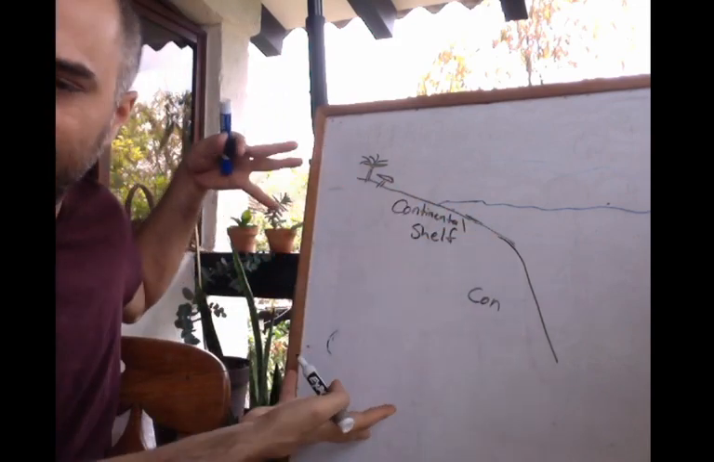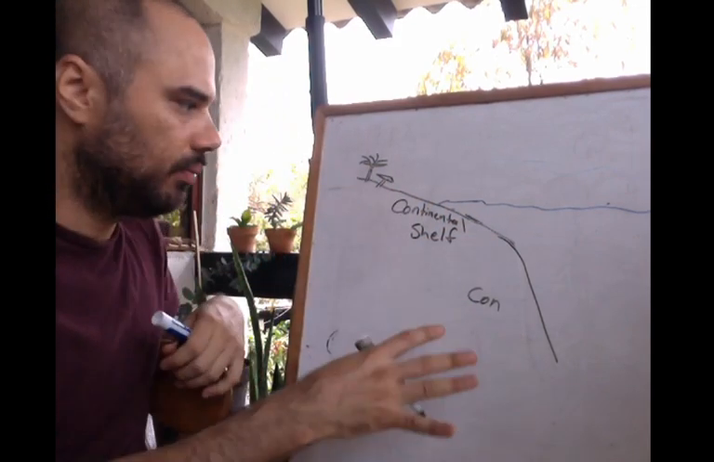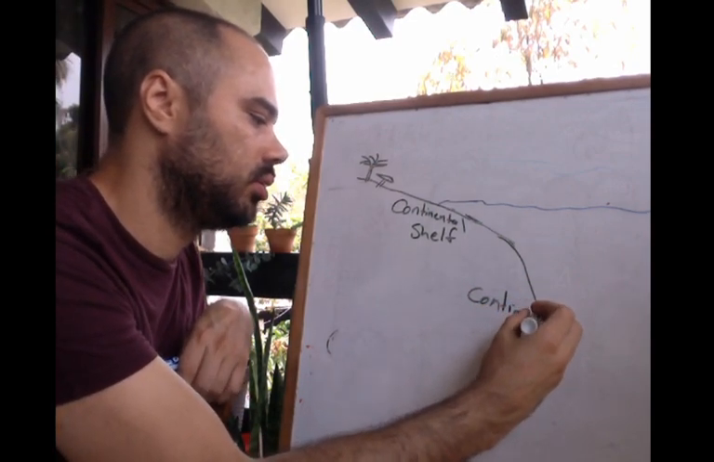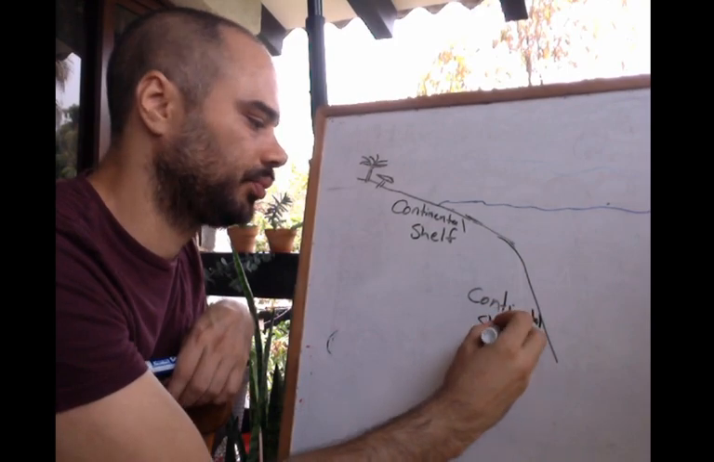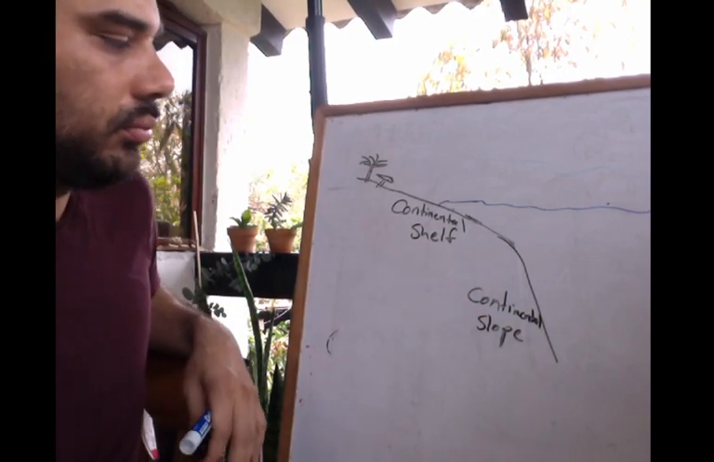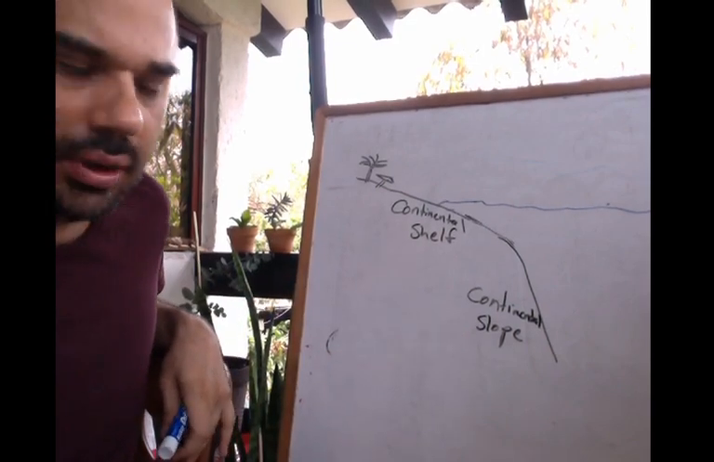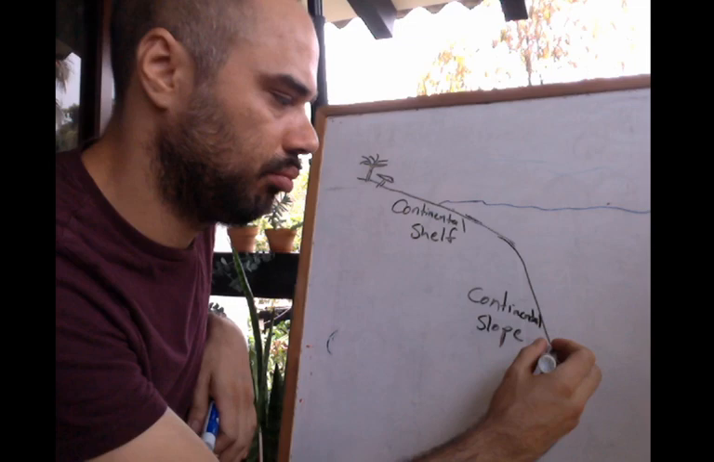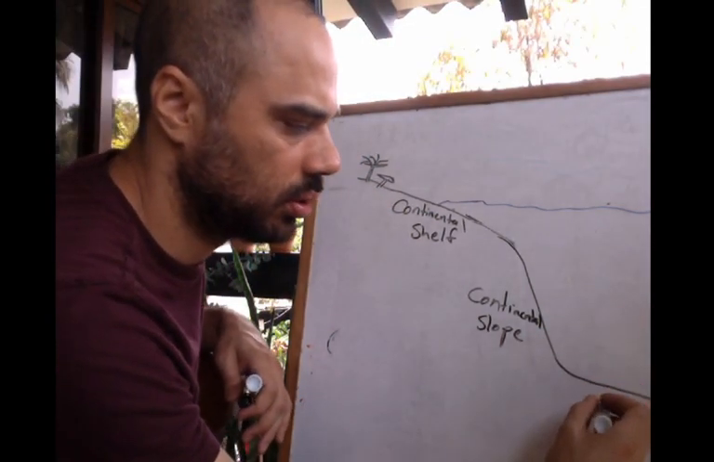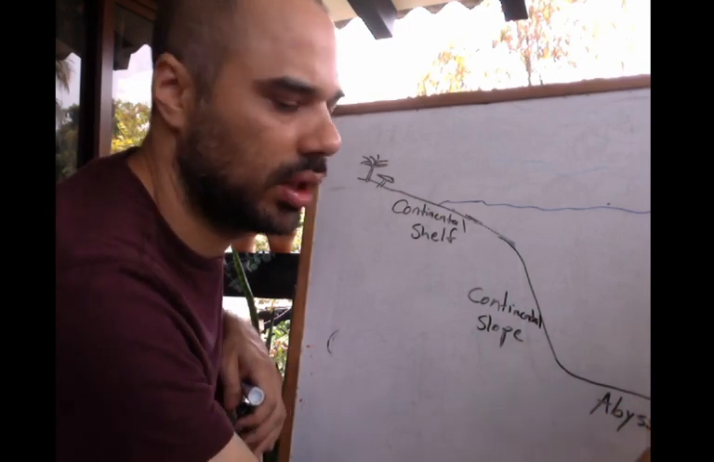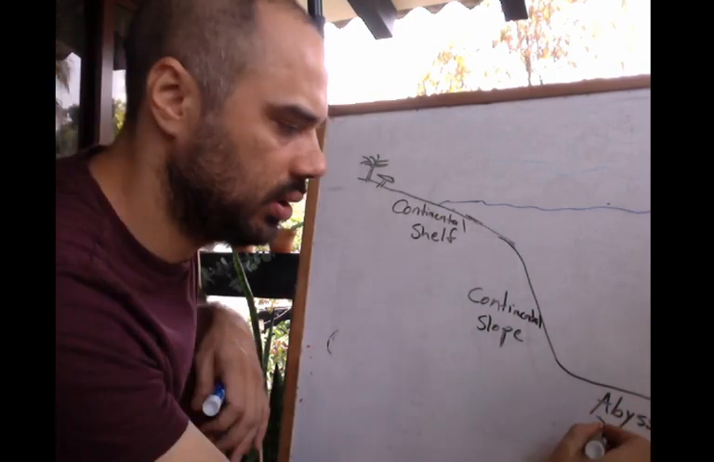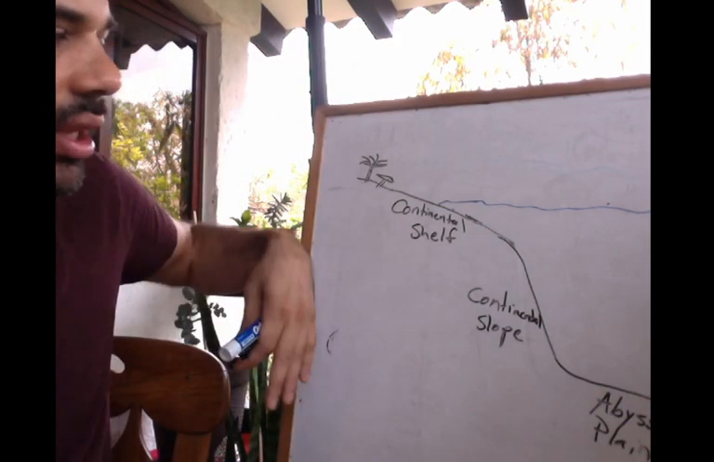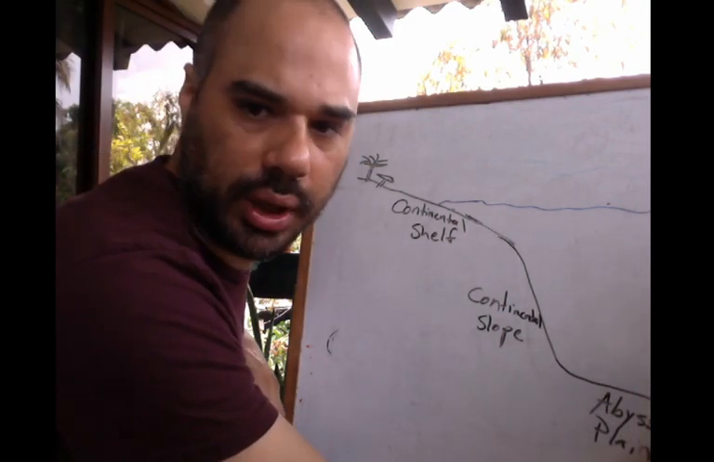Remember that this is the continent, bodies of land, right? Continental slope. Slope in Spanish means pendiente. Then we have the abyssal plain, because in the bottom of the ocean, abyssal is abismo, and plain, planicie. So we have the abyssal plain.